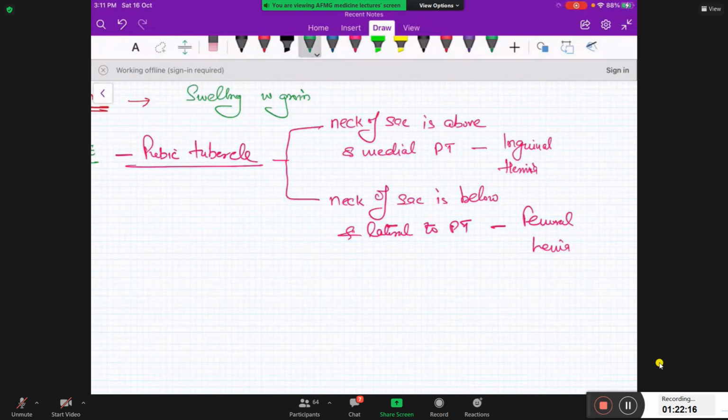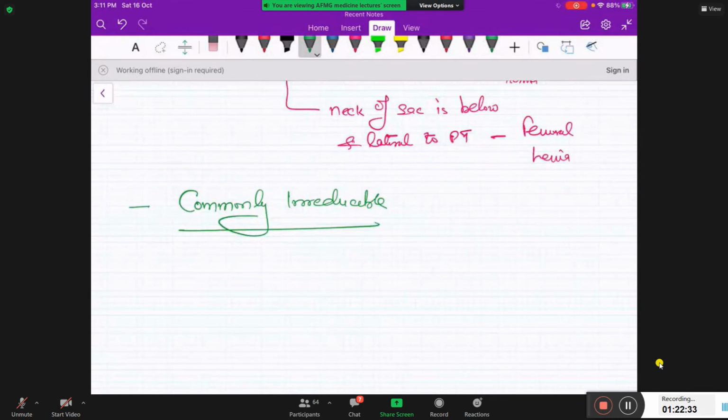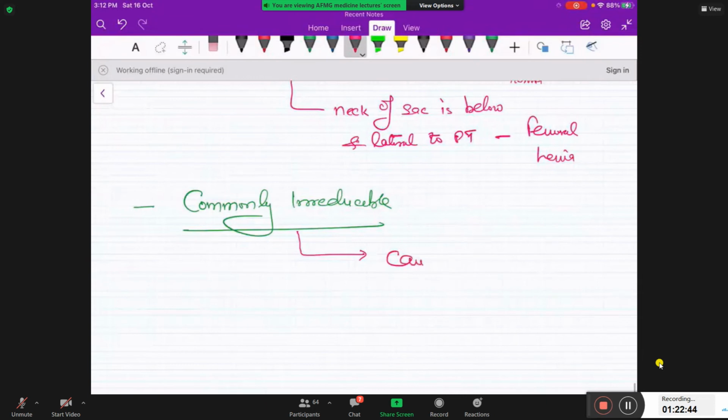Right, and then femoral hernia, since it comes out through a narrow opening, is commonly irreducible also. And a very important point: because it is commonly irreducible, it can also present as acute intestinal obstruction also.